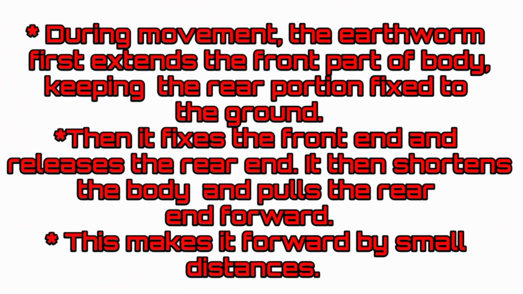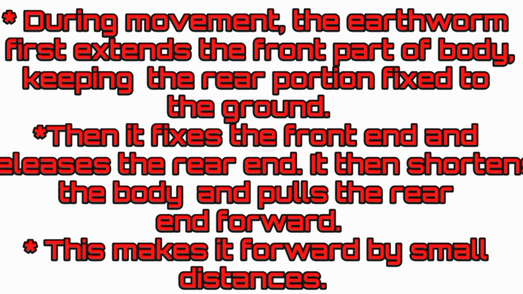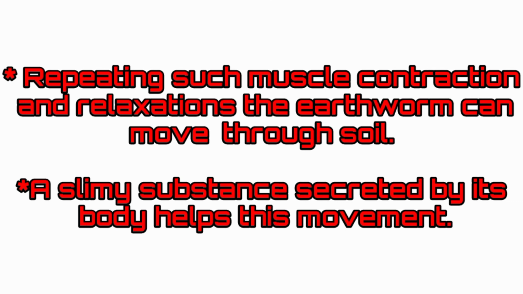During movement, the earthworm first extends the front part of the body, keeping the rear portion fixed to the ground. Then it fixes the front end and relaxes the rear end. It then shortens the body and pulls the rear end forward. This makes it move forward by small distances. Repeating such muscle contractions and relaxations, the earthworm can move through soil. A slimy substance secreted by its body helps this movement.